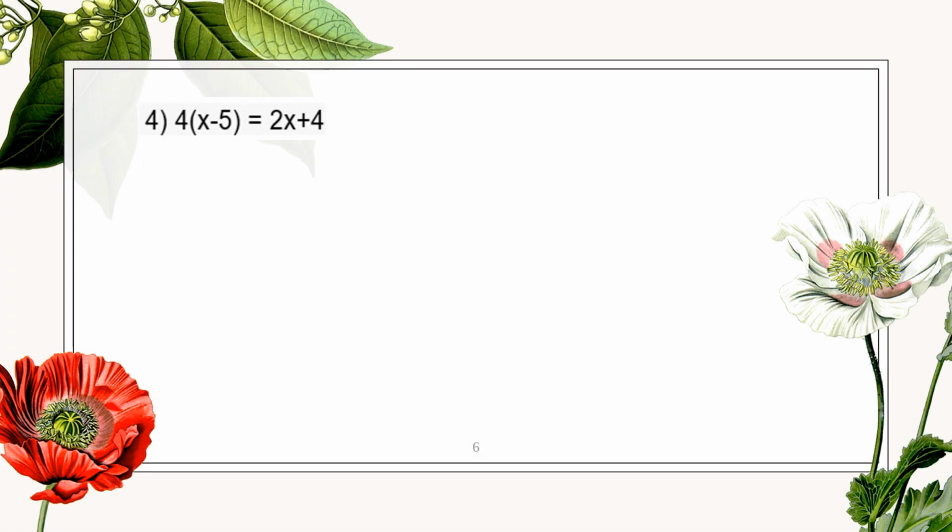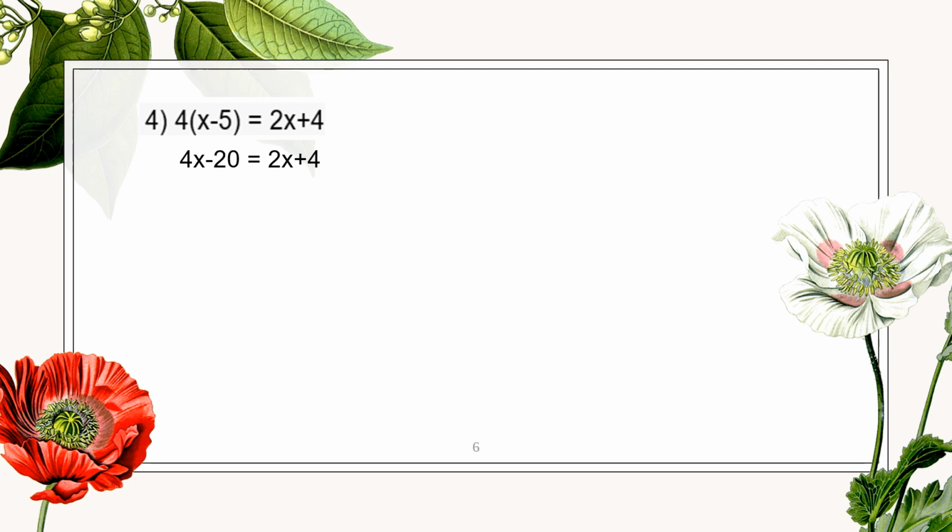For the next number, we have 4 parenthesis x minus 5 equals 2x plus 4. In this example, there is parenthesis. So the first thing that we will do is we should multiply 4 or distribute 4 to x minus 5. And so 4 times x becomes 4x, and 4 times negative 5 becomes negative 20. And just copy 2x plus 4 on the right side of the equation.